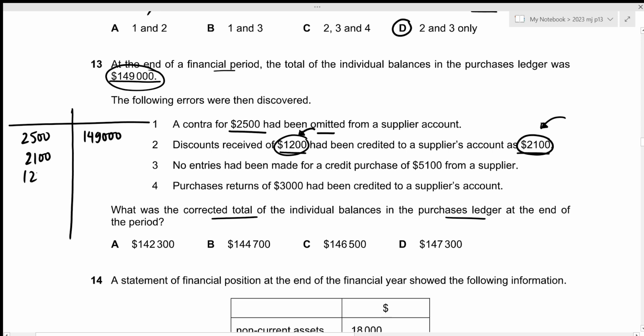side. Now, no entries had been made for a credit purchase of 5100 from a supplier. Like I said before, credit purchases will be recorded on the credit side. So that will be 5100 right there.